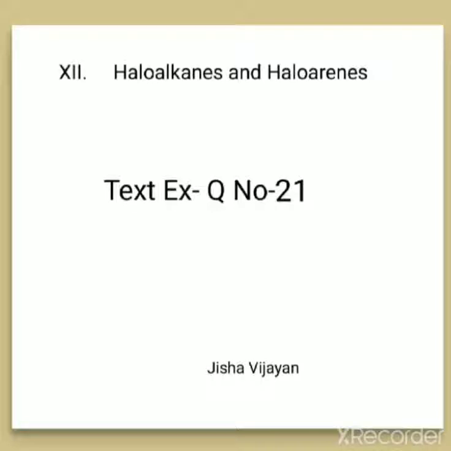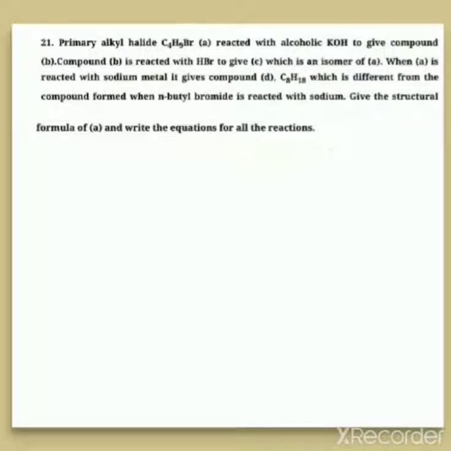Hello students, let us discuss exercise question number 21. The question is a word problem in which certain conditions are given and you have to find out the compounds A, B, C, D, etc. Let us read out the problem here. Primary alkyl halide. Here the molecular formula is given.